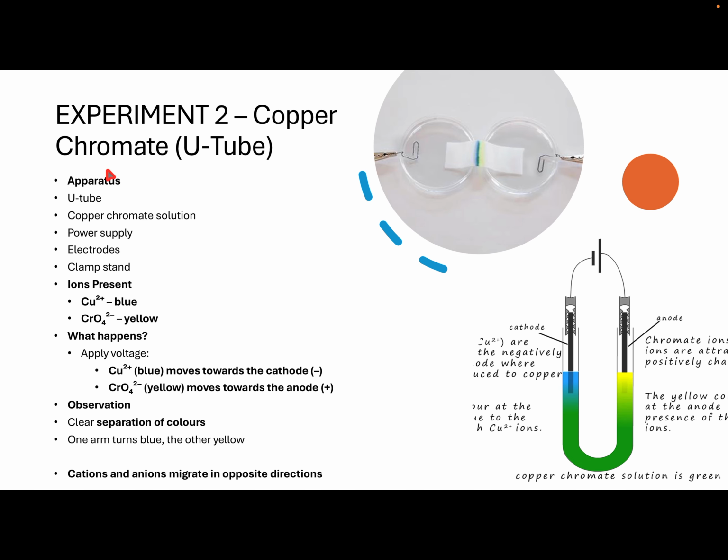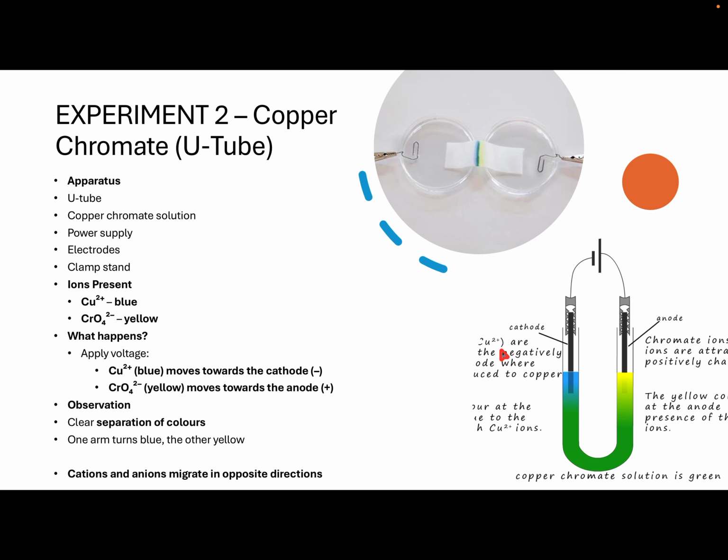Experiment 2. Copper chromate U-tube. In this experiment, a U-tube is filled with copper chromate solution. Electrodes are placed at each end of the tube and connected to a power supply. The U-tube allows the ions to move in opposite directions, making the separation very clear.